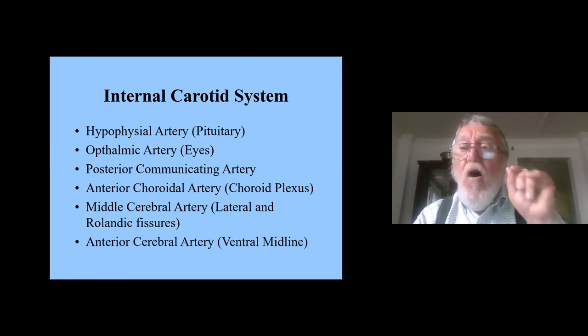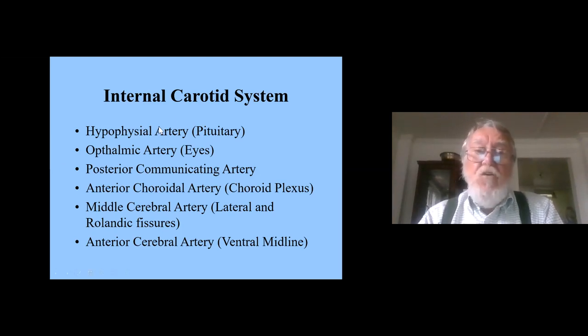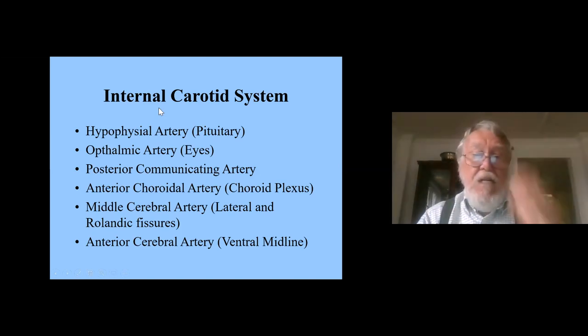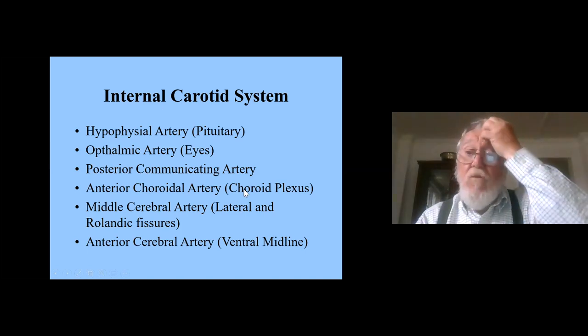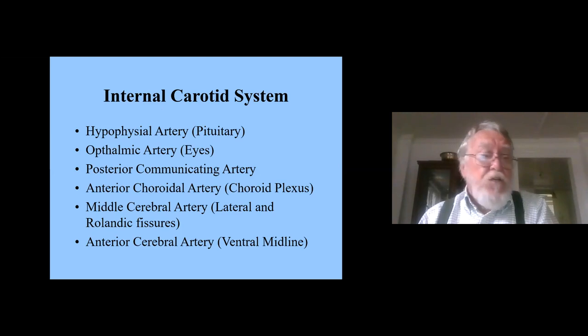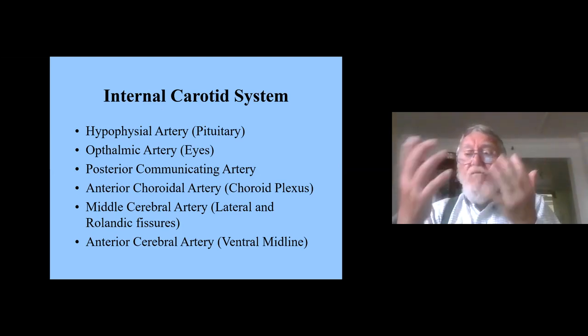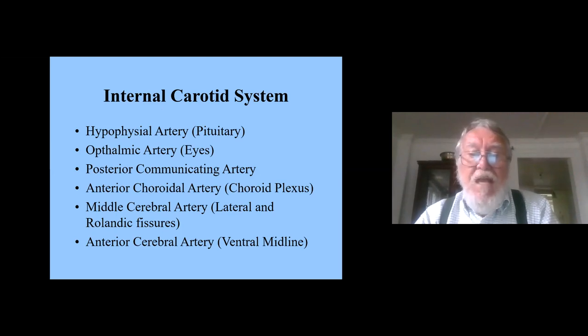Then, apropos to the previous lecture about the ventricular system, the internal carotid system on the left and right give rise to the left and right anterior choroidal arteries, which of course vascularize the choroid plexus and the epithelial cells on the floor of the lateral ventricles and the roof of the third ventricle, which allows for the formation of CSF.